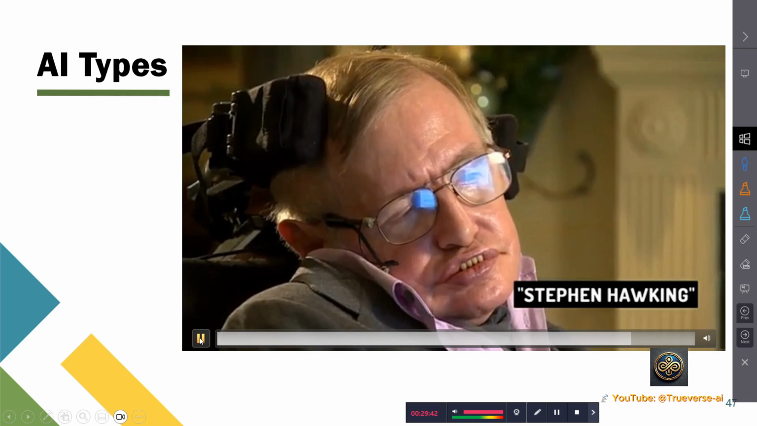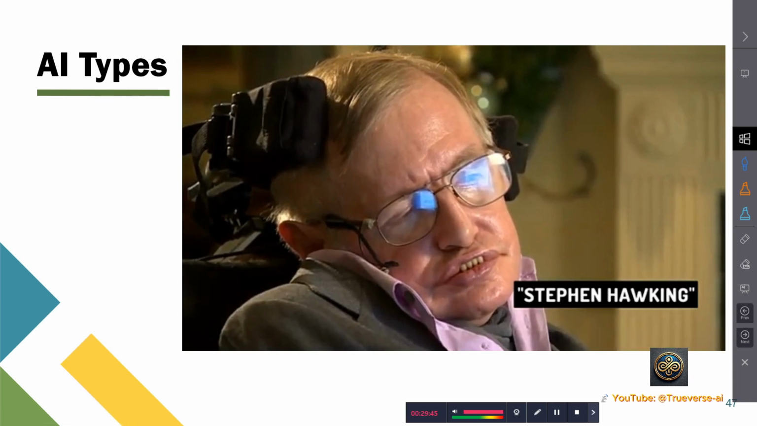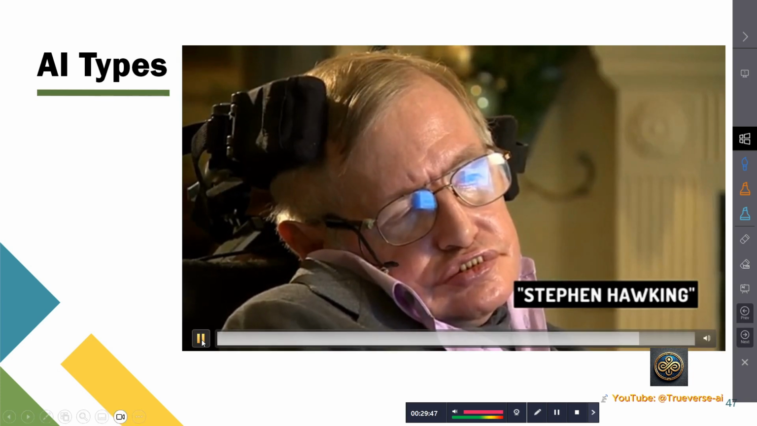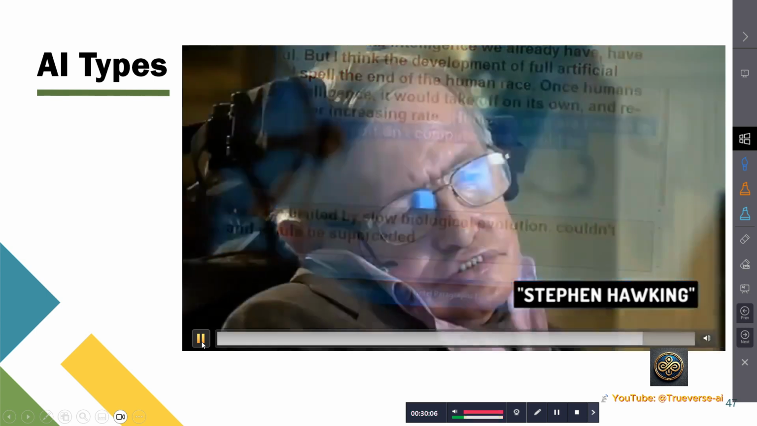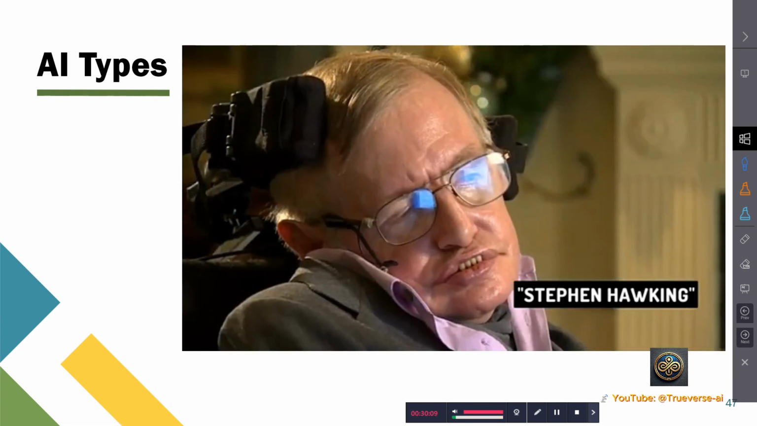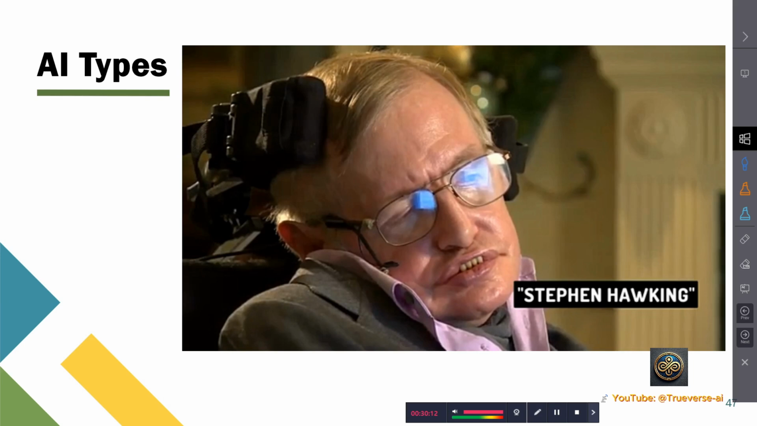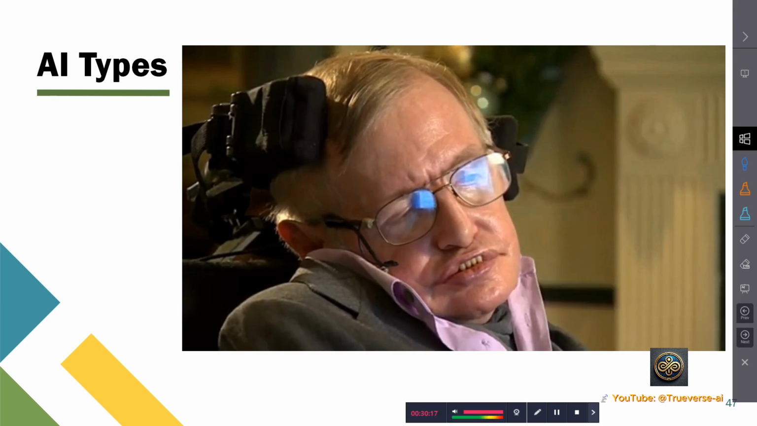Humans develop artificial intelligence. It would take off on its own and redesign itself at an ever-increasing rate. He tried to say that once humans develop it, it would be able to take off on its own and redesign itself, increasing the rate. Humans, who are limited by slow biological evolution, couldn't compete and would be superseded. This is what he worries about. If AI has a goal and humanity just happens to be in the way.